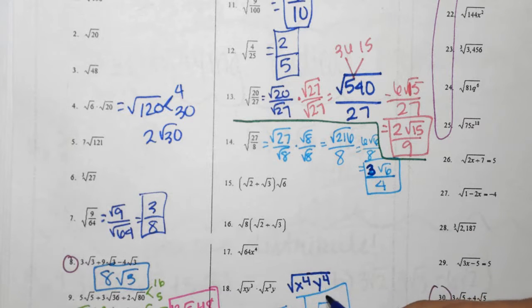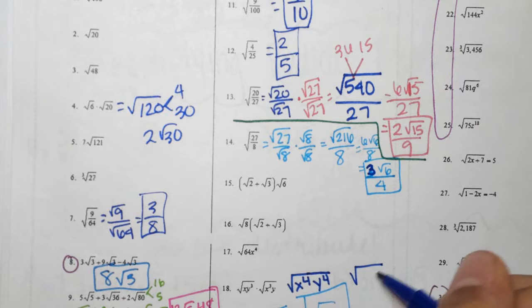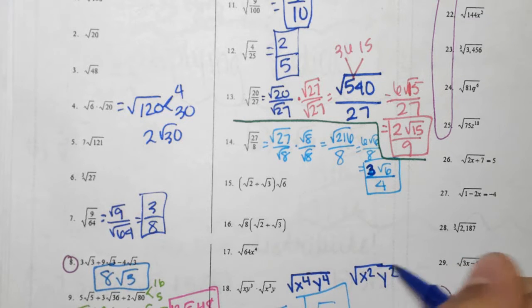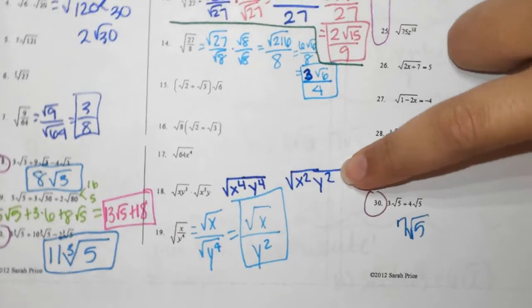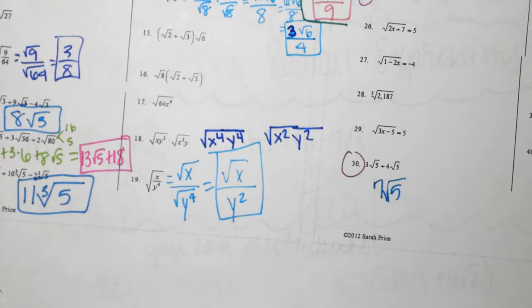Then you simplify 4 and 4, which gives you x squared, y squared. It shouldn't be the square root of it. It's just x squared, y squared with no radical. Oh, because you took the square root. I didn't mean to take that. I didn't put that on my paper.